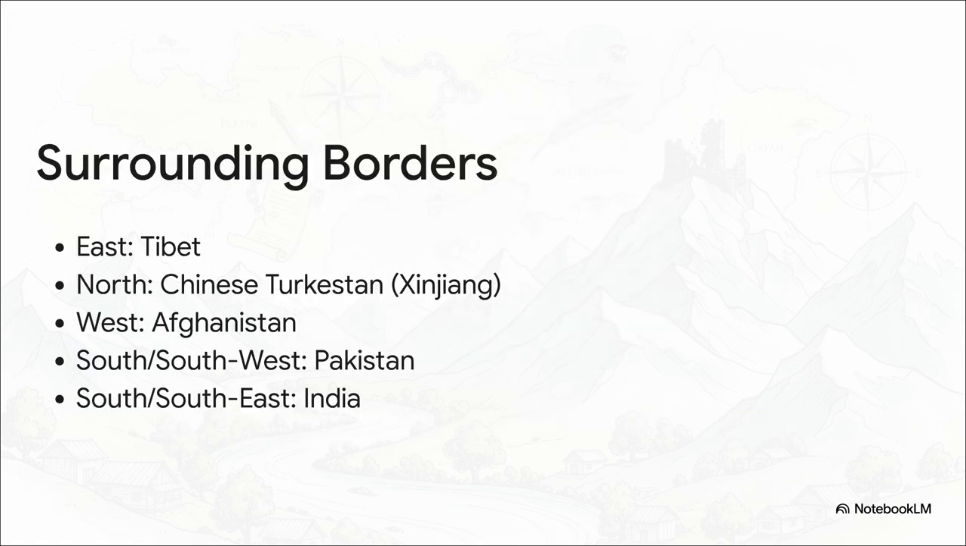Its massive size was really only matched by the importance of its borders. It was surrounded on almost 3 sides by foreign states. To the east, you've got Tibet. Up north is Chinese Turkestan or Xinjiang. Out west is Afghanistan, separated by the narrow Wakhan corridor, which actually extends all the way to China and separates Tajikistan from Gilgit-Baltistan. And then, of course, to the south and southwest, you have Pakistan, alongside the Indian states of Punjab and Himachal Pradesh, to the south and southeast.